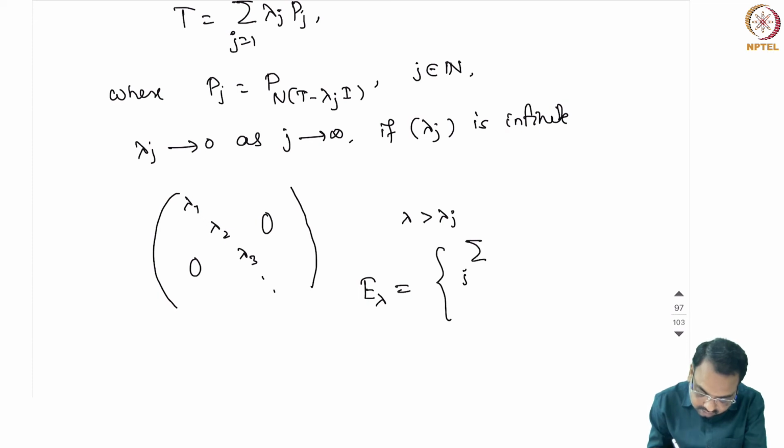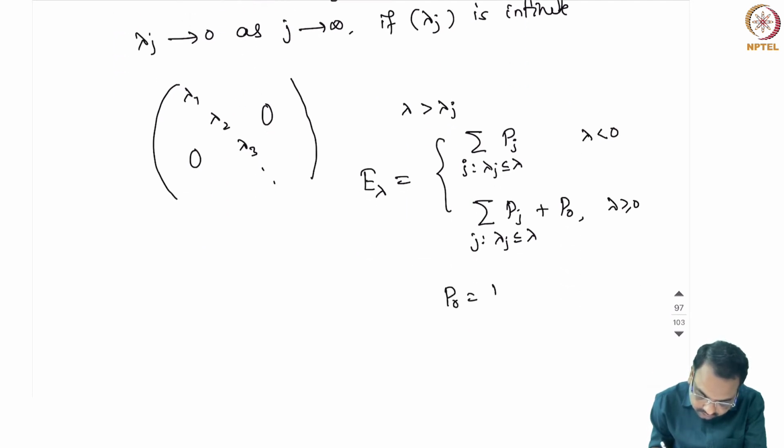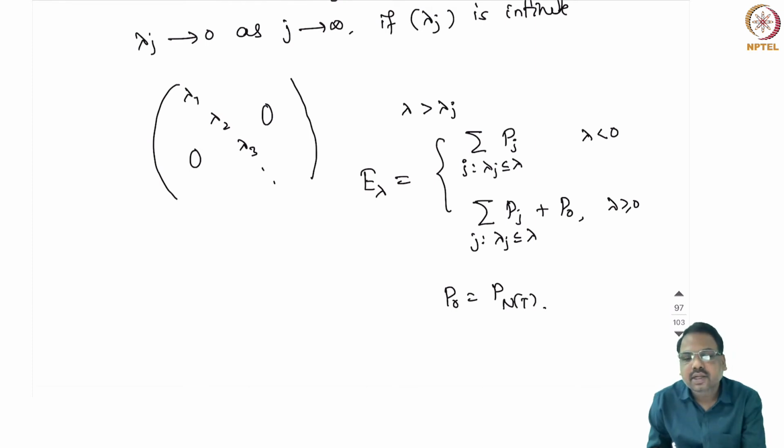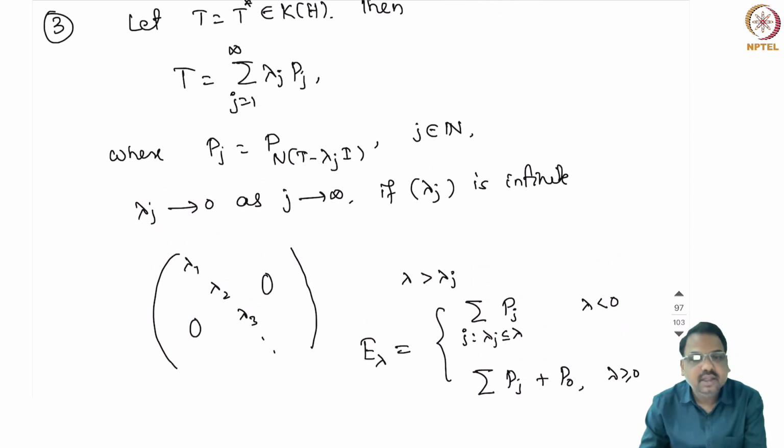the summation over j such that lambda j is less than or equal to lambda, of the corresponding pj, when lambda is less than 0; and the summation over j with lambda j less than or equal to lambda of pj, plus p naught, when lambda is bigger than or equal to 0. P naught is the orthogonal projection onto the null space of T. So we will get p naught whenever 0 is an eigenvalue of the operator. Okay, so this is a projection which we can write down using the earlier two examples.